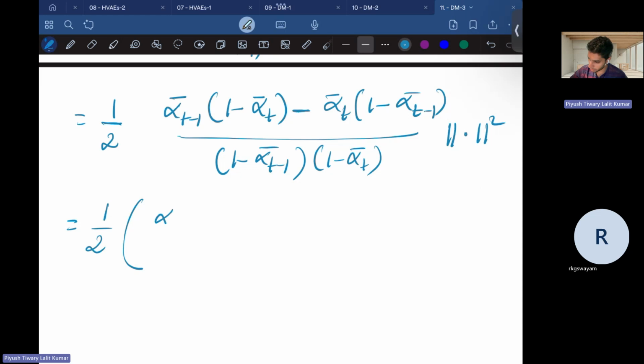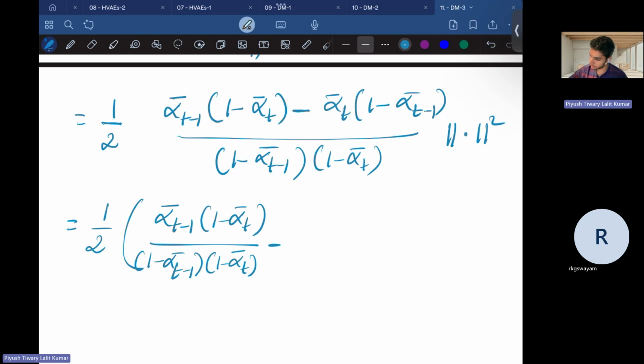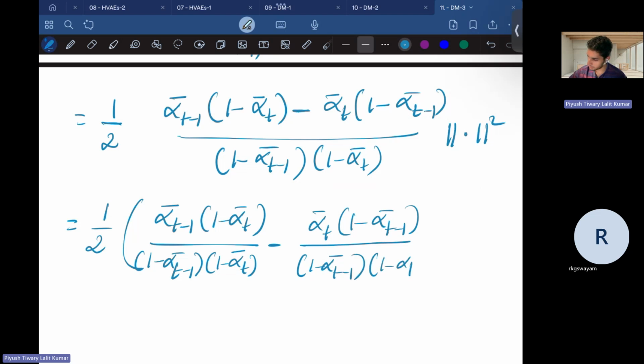Now, this will become alpha t minus 1 bar times 1 minus alpha t bar, divided by 1 minus alpha t minus 1 bar into 1 minus alpha t bar, minus alpha t bar into 1 minus alpha t minus 1 bar, divided by 1 minus alpha t minus 1 bar into 1 minus alpha t bar, norm whole square.